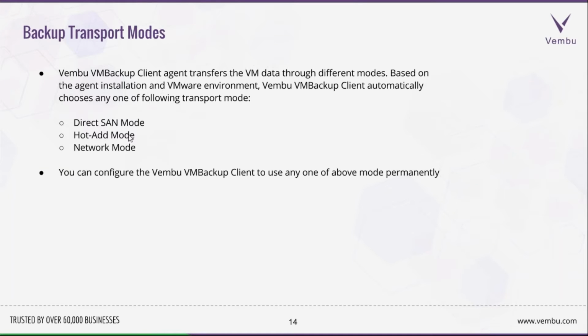So depending upon the agent installation and the environment setup, Vembu VMBackup transfers the data to the server with three transport modes. It can choose any one of the following transport modes depending upon the architecture, and we also have an option to configure the VM backup client to use any one of the above modes permanently. Those modes are direct SAN mode, hot add mode, and network mode.